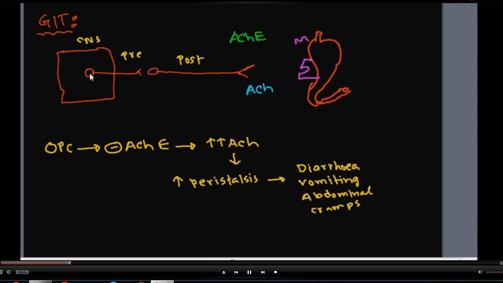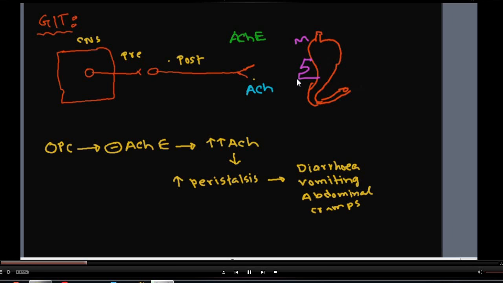This is the central nervous system. This is the preganglionic neuron, and this is the postganglionic neuron. The postganglionic neuron releases acetylcholine, and this acetylcholine stimulates muscarinic receptors of the GI tract. In the GI tract, you know, there are four or five layers. One is the muscularis propria or muscle layer, and the muscle cells of the GI tract contain M3 or muscarinic receptors, and this acetylcholine stimulates smooth muscles of the GIT.